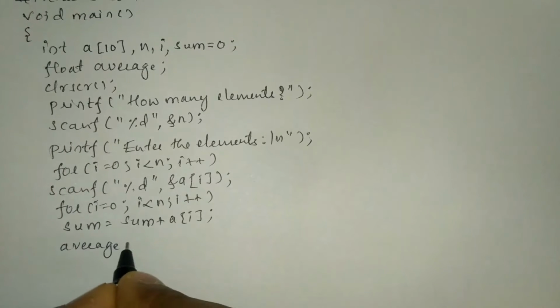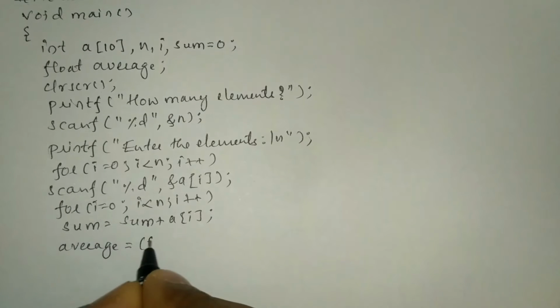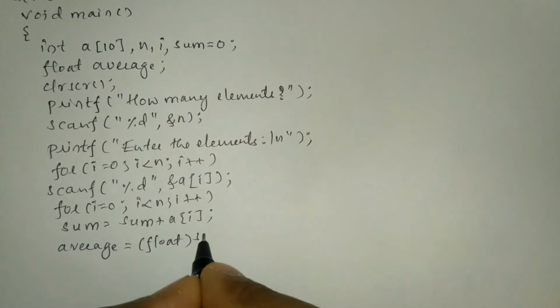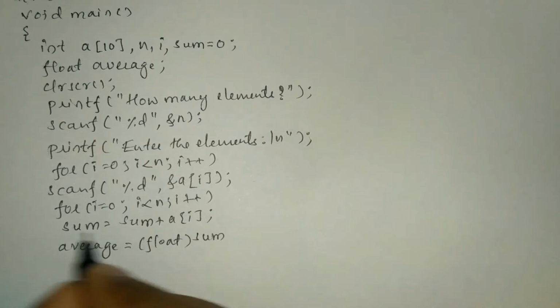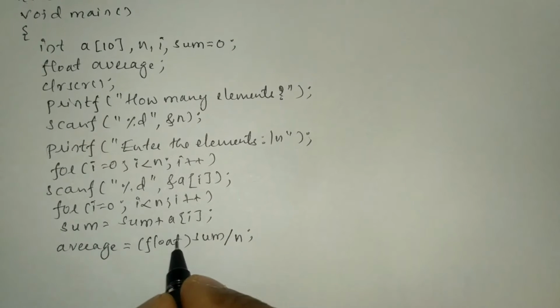Now I'm going to find out the average. Here I'm going to write average is equal to, and inside the brackets I'm going to write float, and then I'm going to write sum, because the value of the sum is stored in this variable sum, divided by n, and put semicolon.